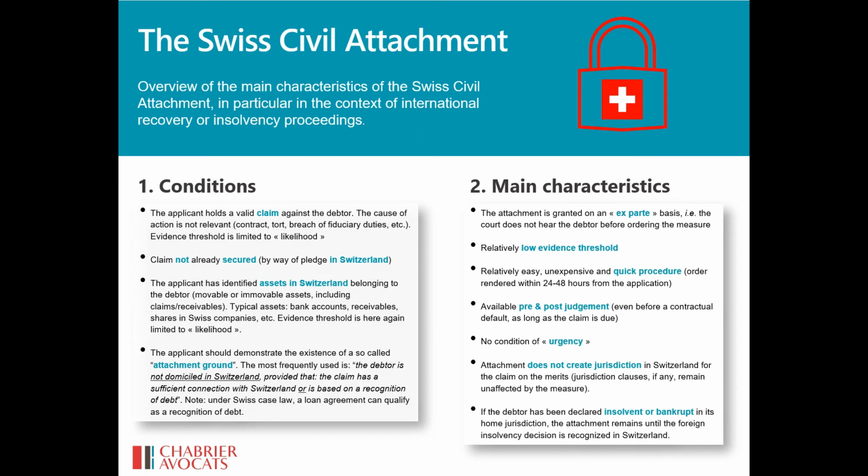In other words, the creditor does not need to show to the court that the debtor is concealing or dissipating its assets, or that more generally the claim is in danger. And that's very particular. It's unique, and in most jurisdictions, if you can obtain a freezing injunction pre-judgment, you need to fulfill the condition of urgency. In Switzerland, we have no condition of urgency, and the attachment is available pre-judgment. So that makes the attachment quite unique.